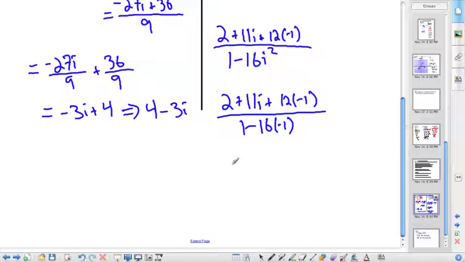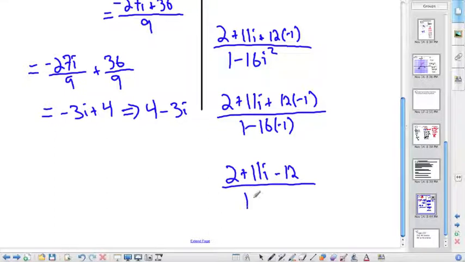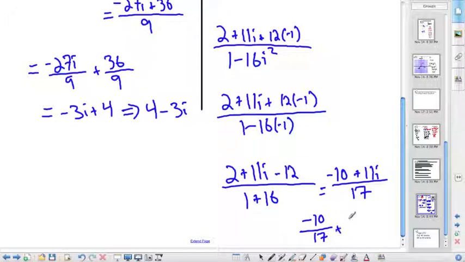Simplify even further. You get 2 plus 11i minus 12 all over 1 plus 16, which reduces to negative 10 plus 11i all over 17. And remember, you want it in a plus bi form, so negative 10 over 17 plus 11i over 17 is your final answer.